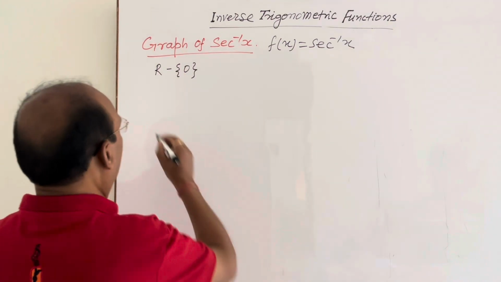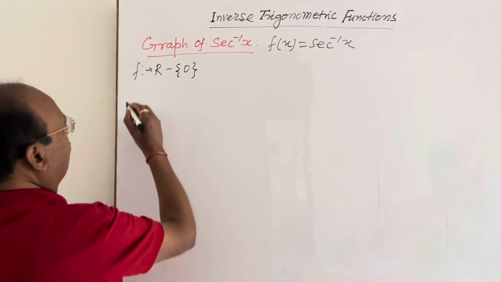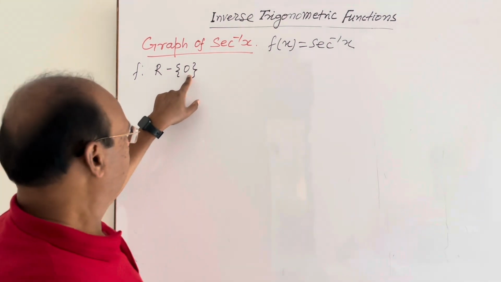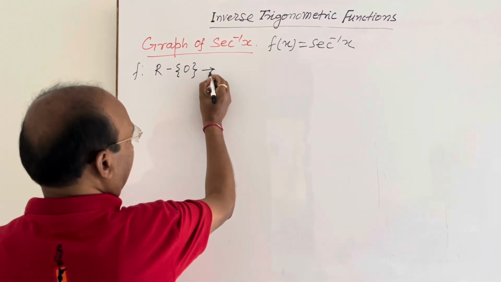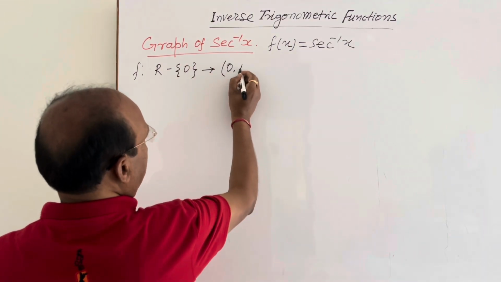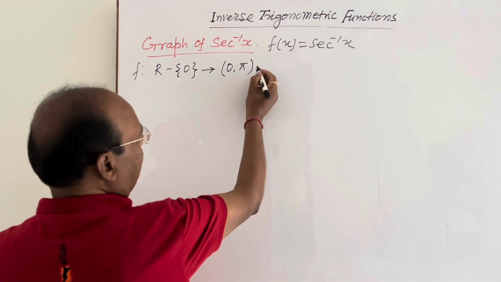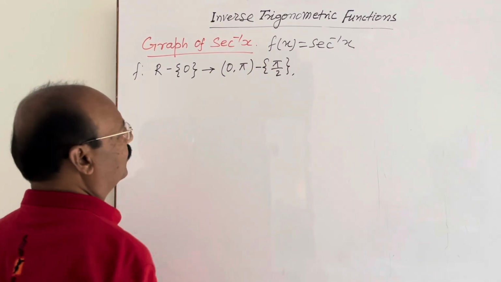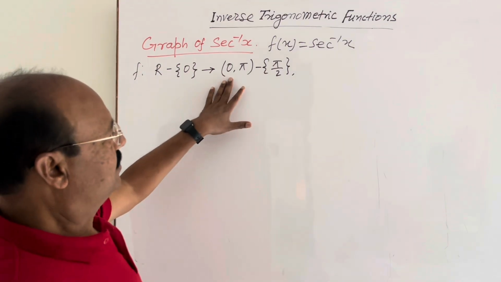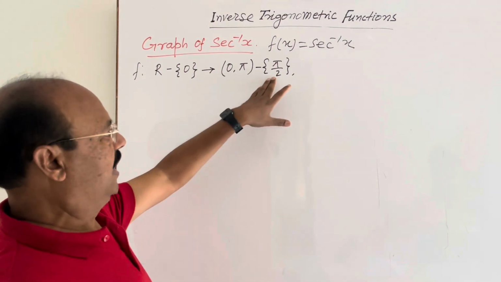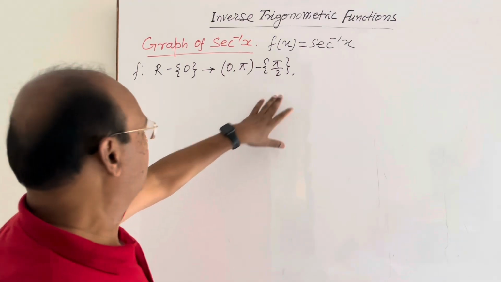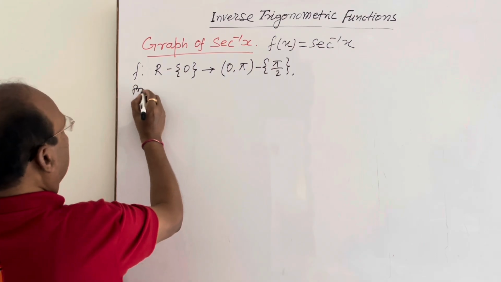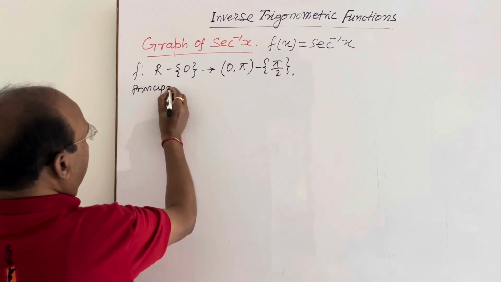0. Function f is defined from the set of real numbers minus 0 to the range 0 to pi, this is an open interval, minus pi by 2. Okay. Here this range 0 to pi minus pi by 2 is called the principal value branch.